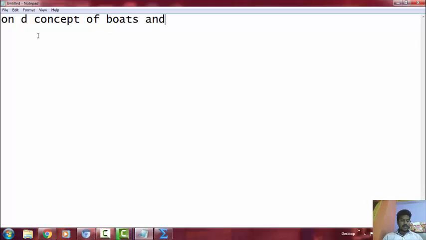In this tutorial, I'll be teaching you the concept of boats and streams. This is one of the major important concepts which is linked with speed, distance, and time again. You will be having only 3 to 4 basic concepts in boats and streams. Once you are through and thorough with this, you can easily attempt each and every question.